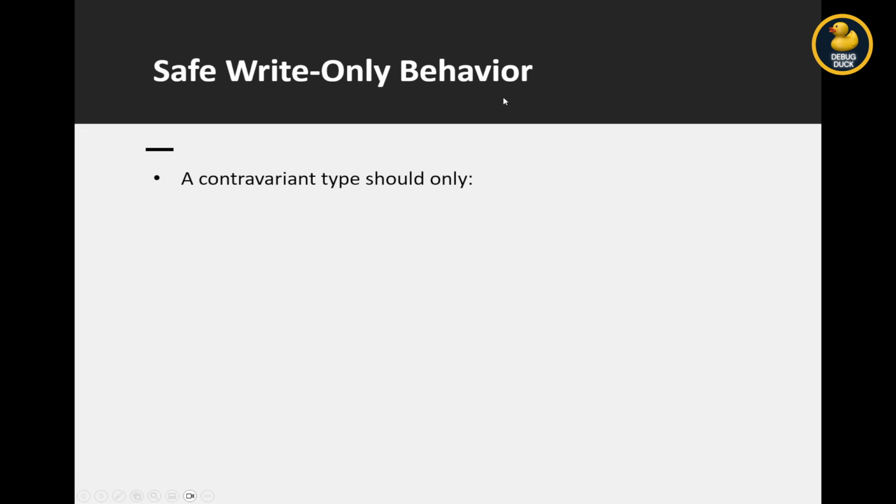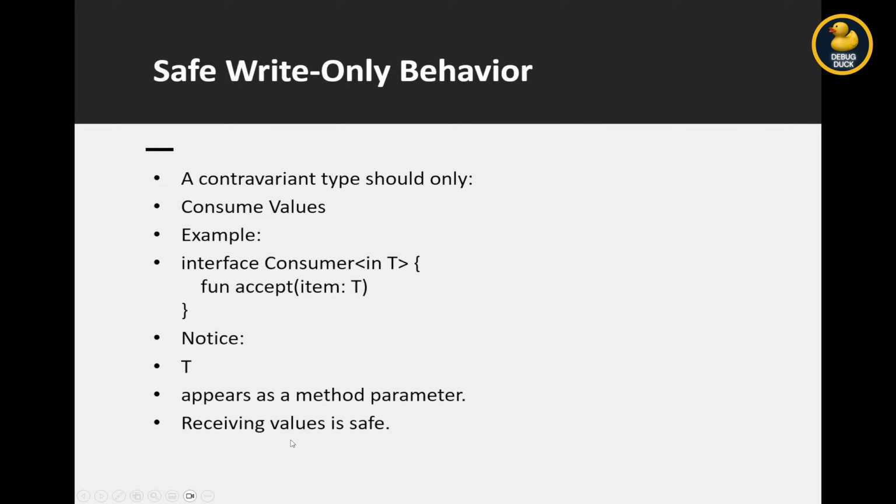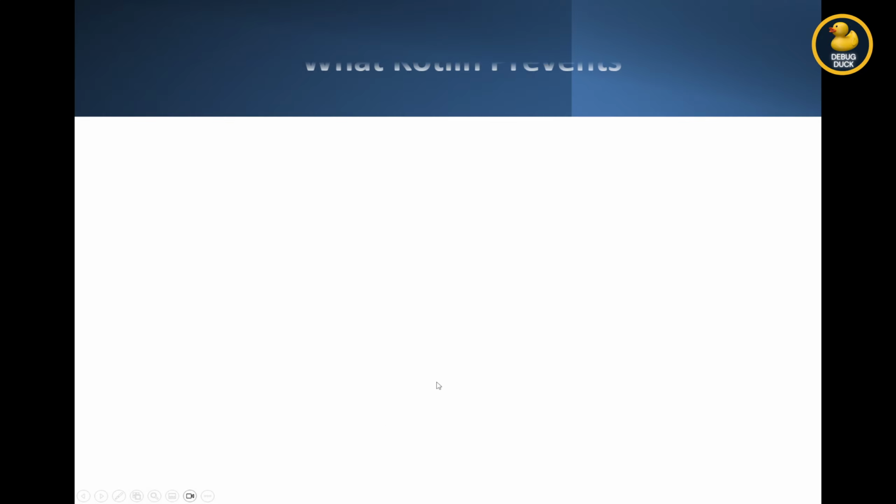Safe write-only behavior. A contravariant type should only consume values. Example: interface Consumer<in T> with function accept. Notice that T appears as a method parameter here, which means receiving values is safe.